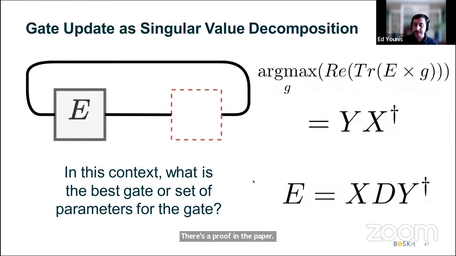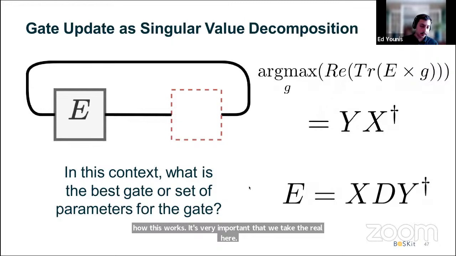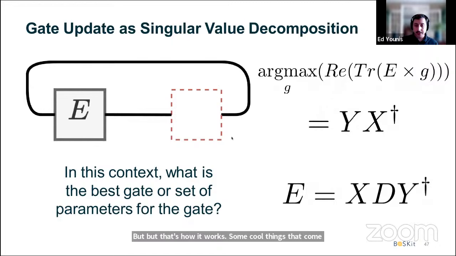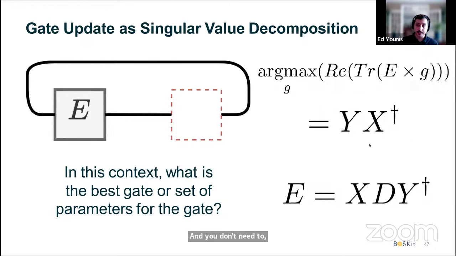It's very important that we take the real here. But that's how it works. Some cool things that come out of this. One, this local optimization, this SVD operation, is based off the size of the gates that you're working with. So it's very efficient. Additionally, you don't require any parameterization of the gates. When you do this equals Y times X dagger, you're getting the unitary. There's no parameterization. So if you're working with arbitrary SU operators of any size for any dimension, it's still the same, Y times X dagger. And you don't need to parameterize it, which is very valuable. And I'll showcase some examples of that in a little bit, where that becomes valuable.